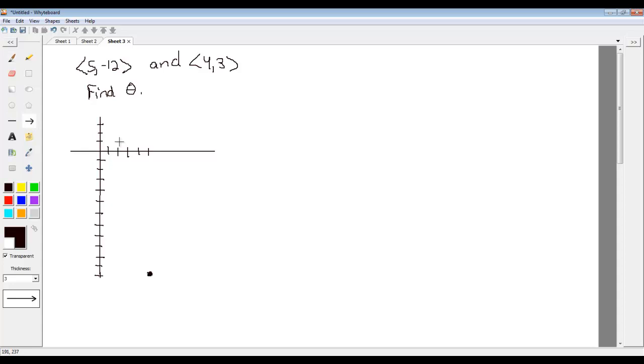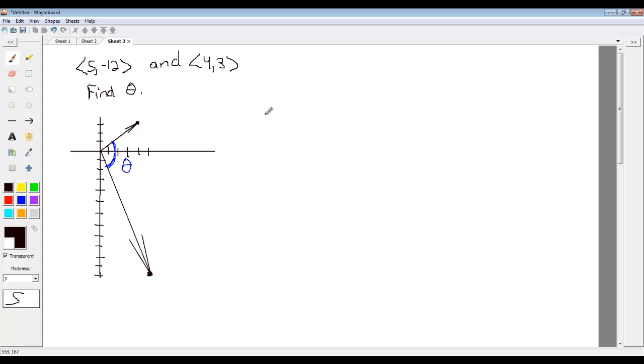Oops, so we can draw a vector to there. And then 4, 3 is going to put us right here. So we can draw a vector to there. Alright, so then theta has to be from somewhere from 0 to 180. So in this case, theta has to be this angle right here. So that's the theta we're trying to find.